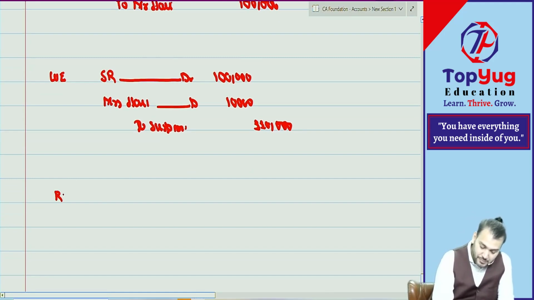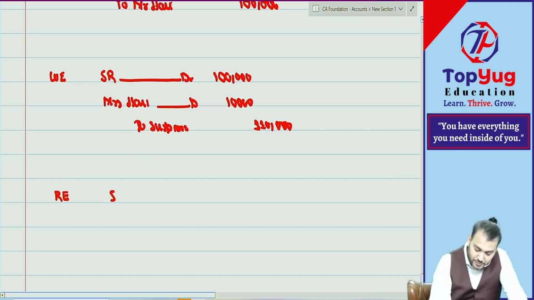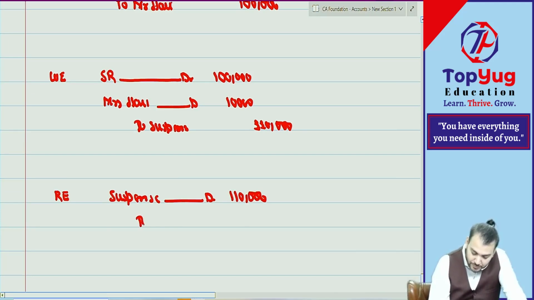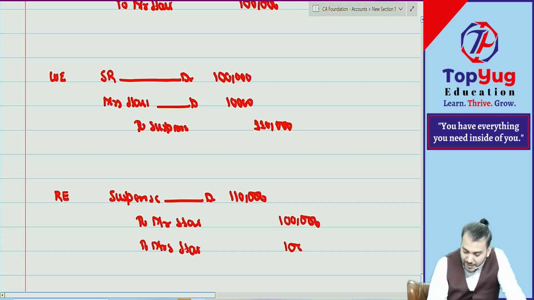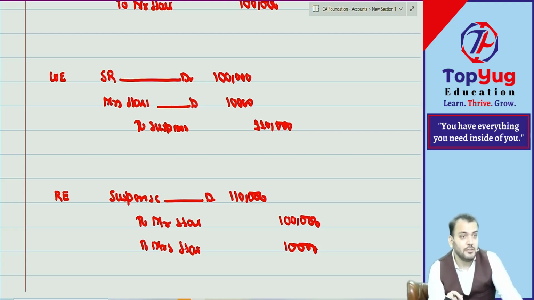Hurry, what is the rectified entry? Suspense account how much? Suspense account debit 1 lakh. To what? To Mr. Hurry, how much? 1 lakh. To what? To Mrs. Hurry, how much? How many of you did it correctly? I said most of you will do correct only. But those who have done wrong, have you identified your mistake?